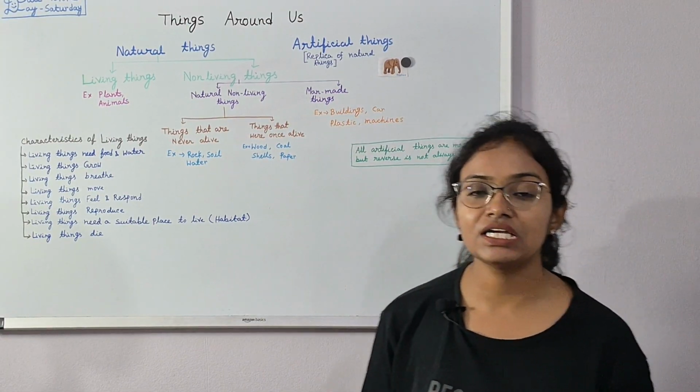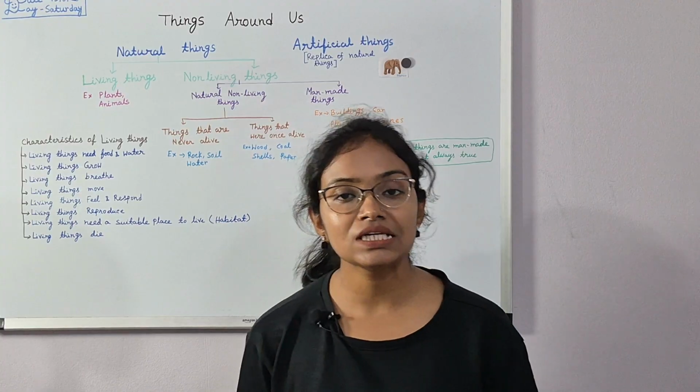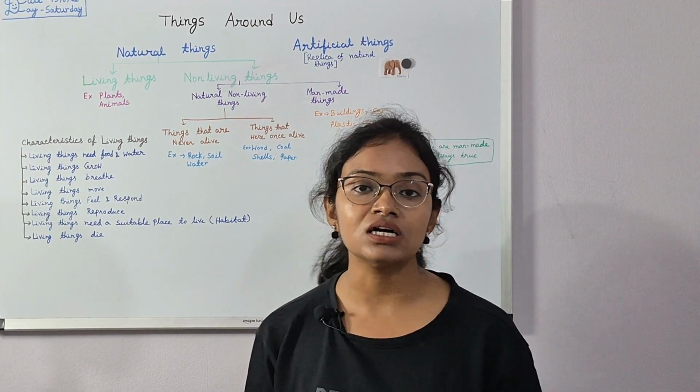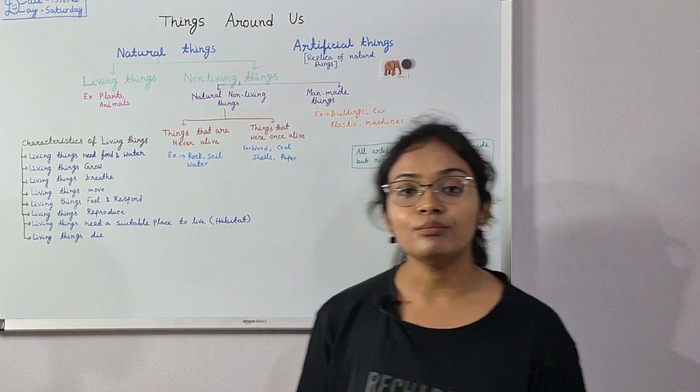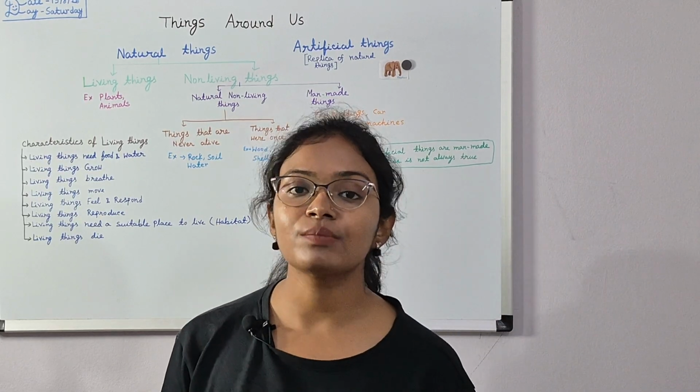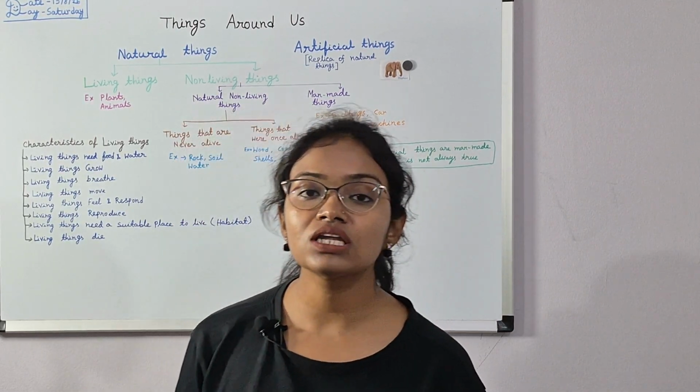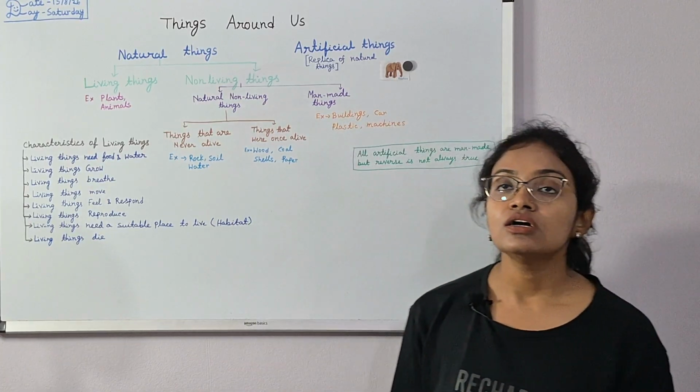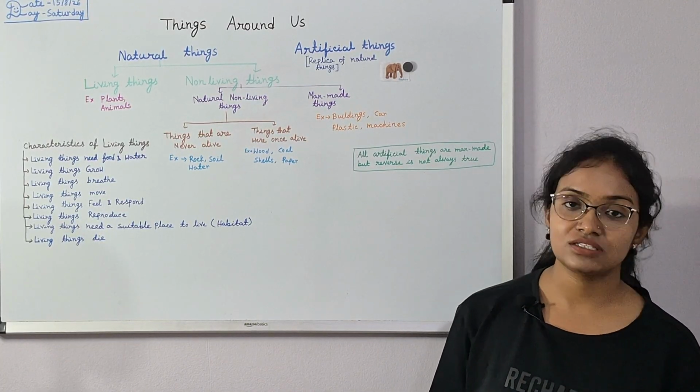Lifespan differs in animals also. Short-lived animals examples are insects, birds. Medium-lived animals examples are cow, dog, and long-lived animals examples are elephant, tortoise, etc.